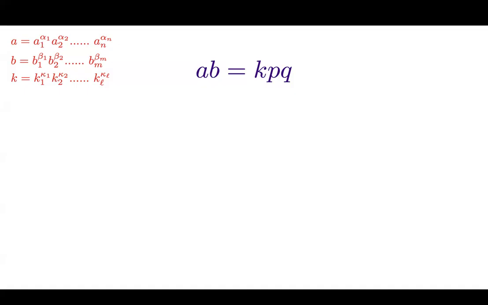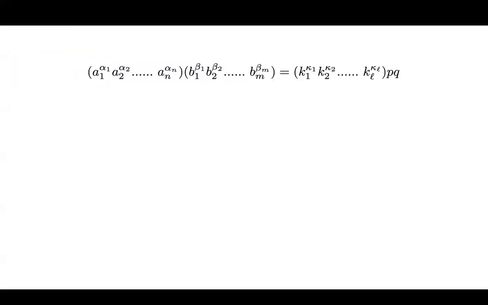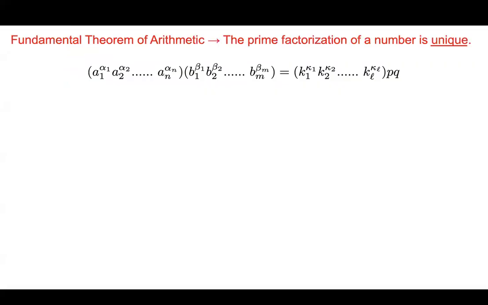So expanding ab equals kpq, we get this. The product of a bunch of primes on one side and another product of primes on the other side. The fundamental theorem of arithmetic tells us that the prime factorization of any natural number is unique. So any number on one side has to correspond to another one on the other side. Let's focus on p and q.